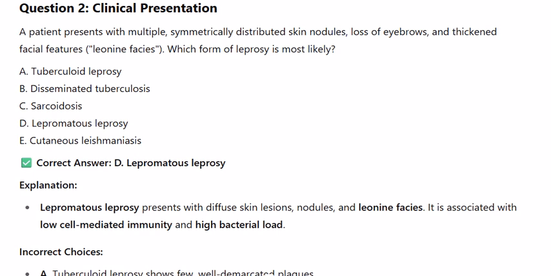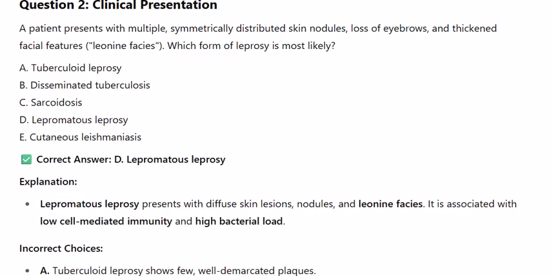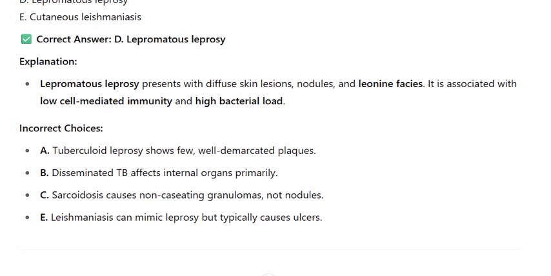Lepromatous leprosy. Explanation: Lepromatous presents with diffuse skin lesions, nodules, and leonine facies. It is associated with low cell-mediated immunity and high bacterial load. Incorrect choices: A. Tuberculoid leprosy shows few, well-demarcated plaques. B. Disseminated TB affects internal organs primarily. C. Sarcoidosis causes non-caseating granulomas, not nodules. E. Leishmaniasis can mimic leprosy but typically causes ulcers.